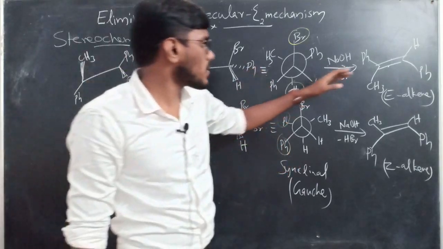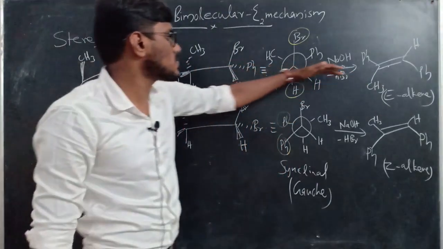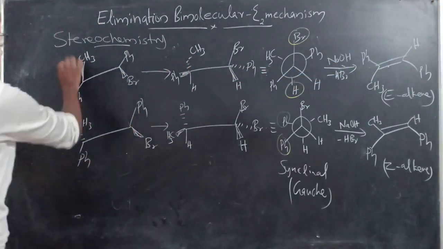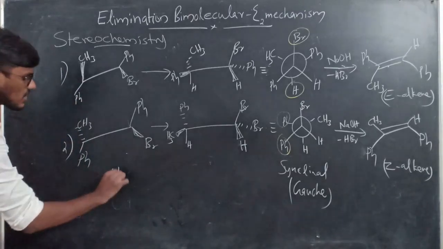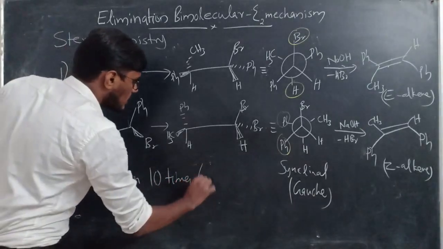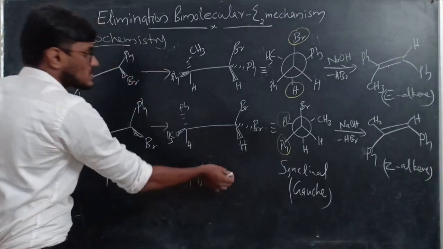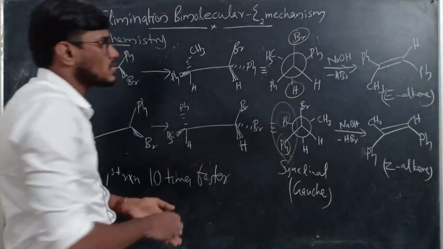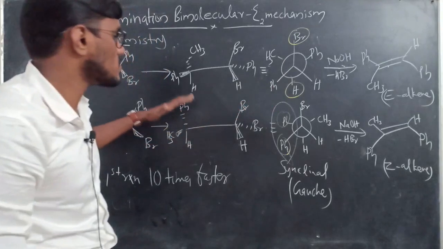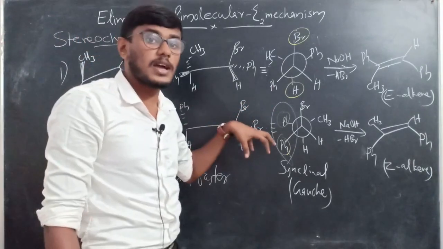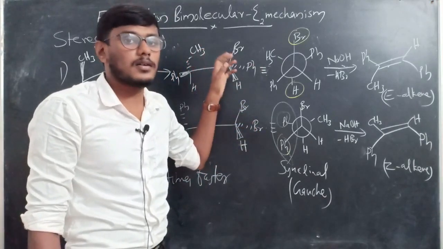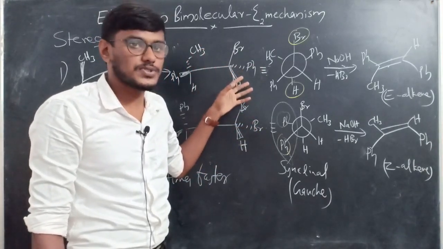So this reaction is more than 10 times faster than the second reaction. The first reaction is 10 times faster than the second because of this interaction here. So this is the fastest reaction and this is the slowest reaction. Anyway, E2 reactions are stereospecific. We can justify it through the examples that we have already discussed.